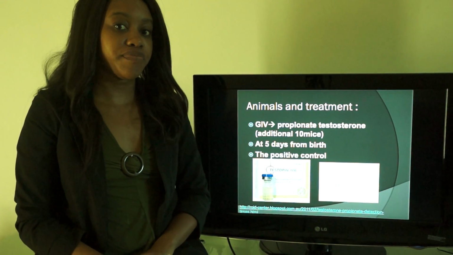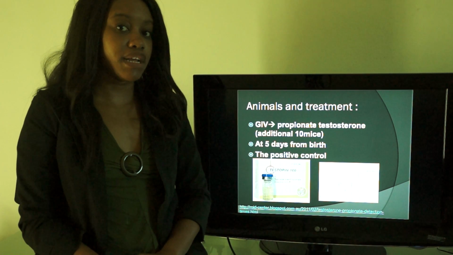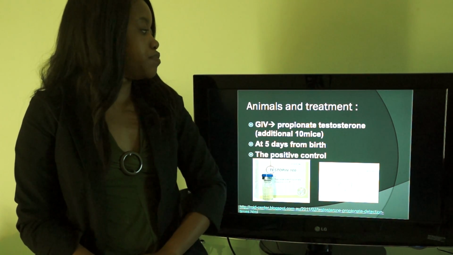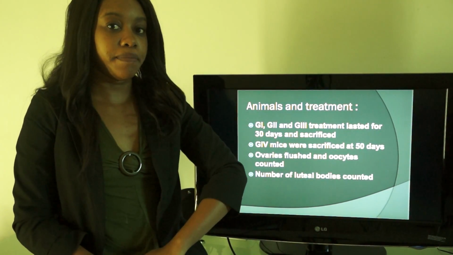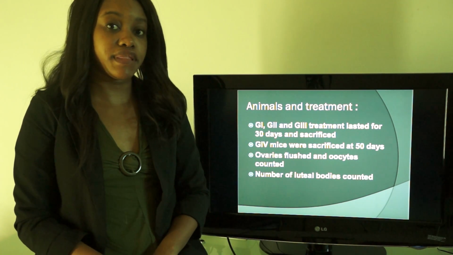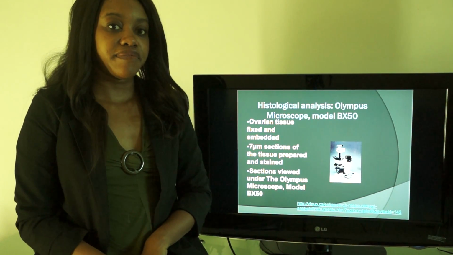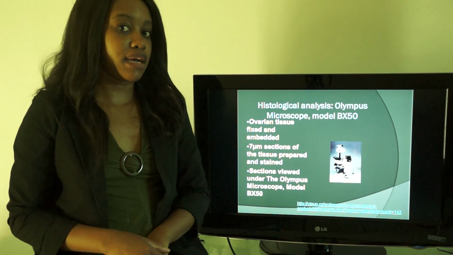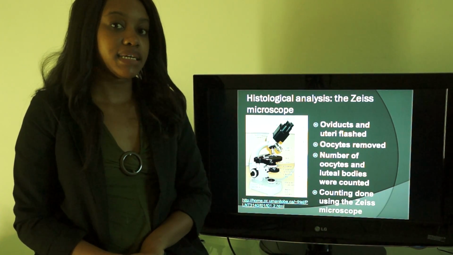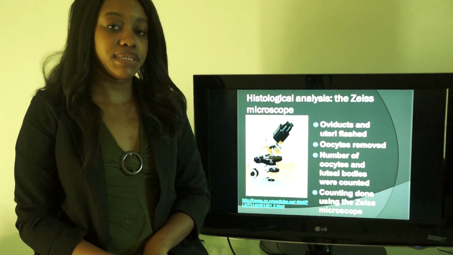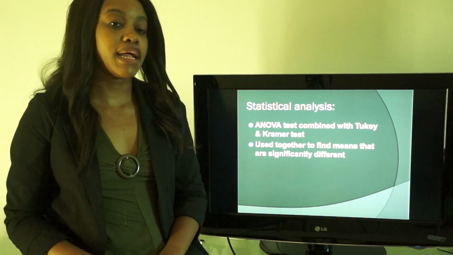Another group of 10 mice, Group 4, the positive control, was introduced, and these were injected with 1.25 milligrams per kg of propionate testosterone after 5 days of birth. Group 1, 2, and 3 mice were then sacrificed after 30 days, and Group 4 mice sacrificed after 50 days. Ovarian sections of 7 micrometers were prepared and viewed under the Olympus microscope, and the oviducts were flushed, and oocyte counts and luteal body counts were done using the Zeiss microscope. And the ANOVA and Tukey and Kremer tests were performed for the analysis.